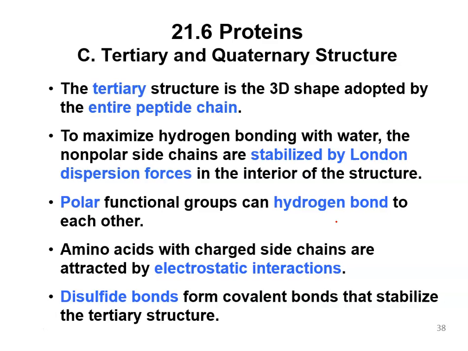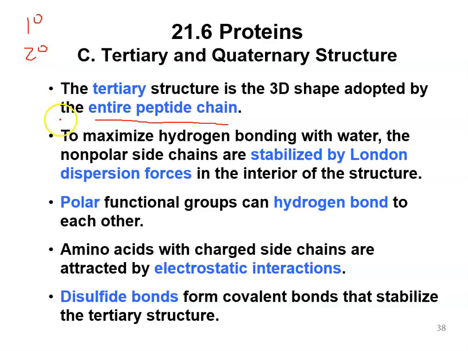Tertiary structure is the 3D structure adopted by the entire peptide, the whole entire thing, rather than looking at just the sequence, which is the primary, remember the primary sequence, or the secondary: where's the alpha helix or the beta pleated sheet or random? This is kind of looking at the whole entire thing.